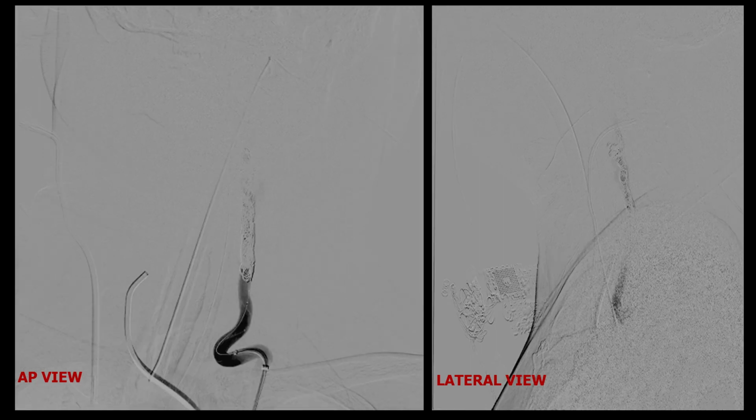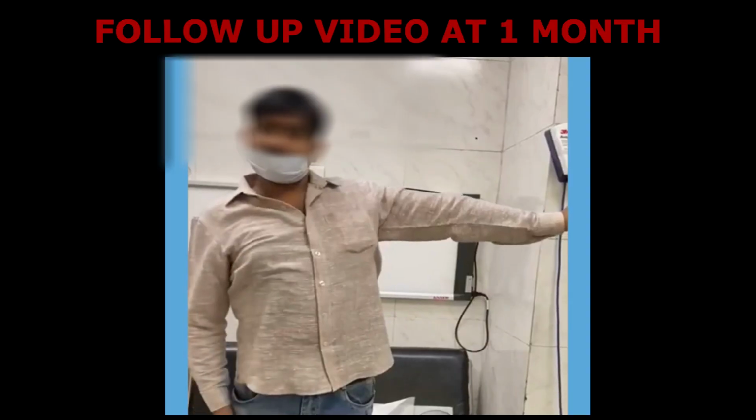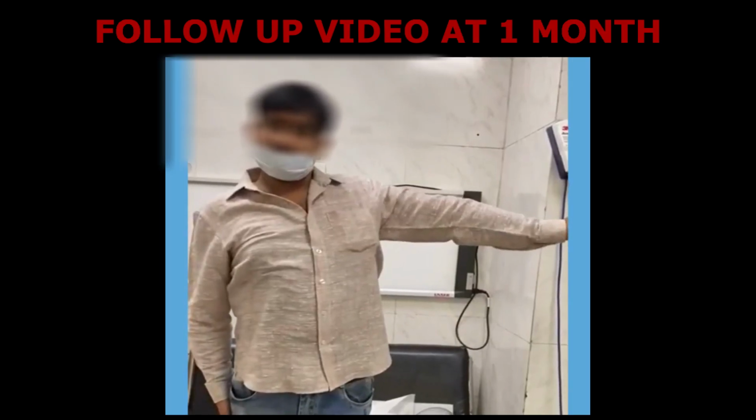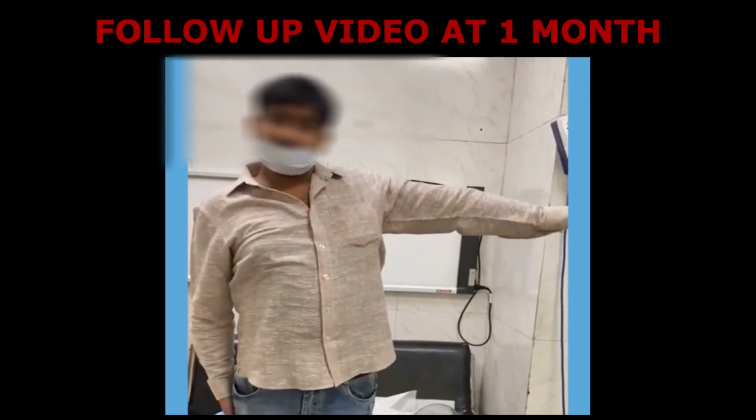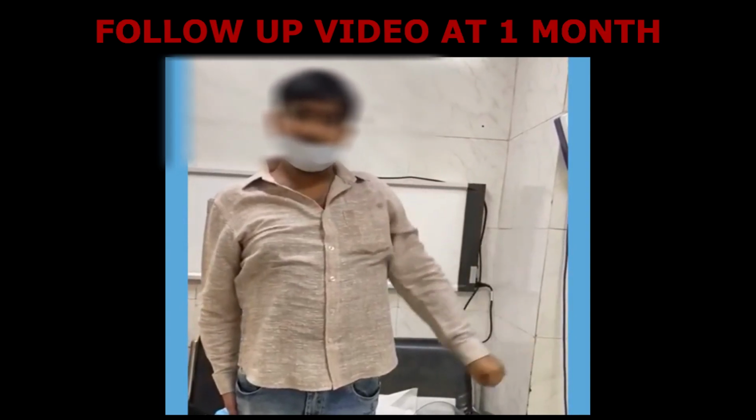Finally, fluoroscopy is done from the left vertebral artery. AP and lateral views can be seen, which show that no dye is going into the fistula, thus completing our procedure. Follow-up at 1 month shows marked improvement in the symptoms of the patient, with improvement in the blood pressure of the patient on postoperative day 1.